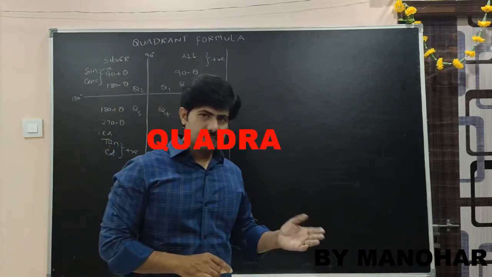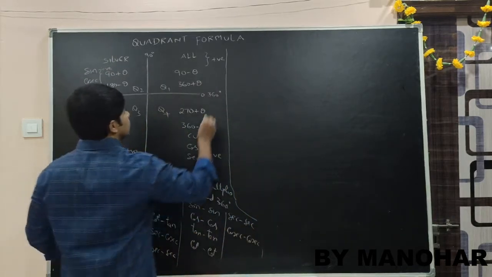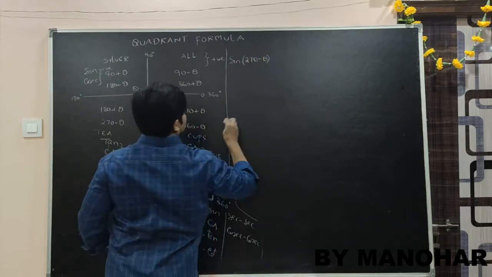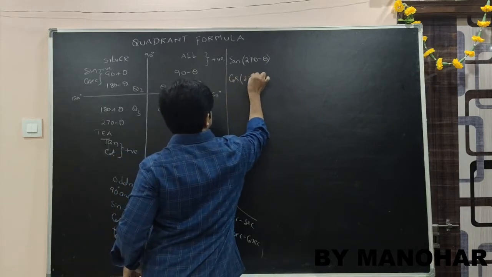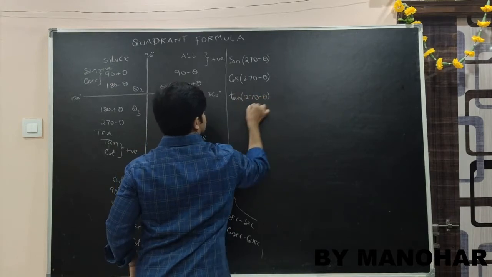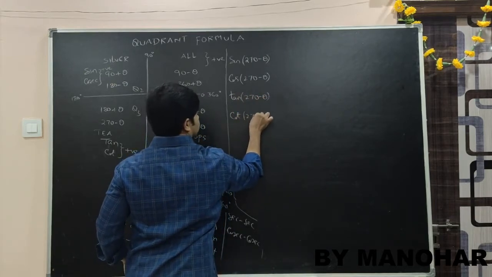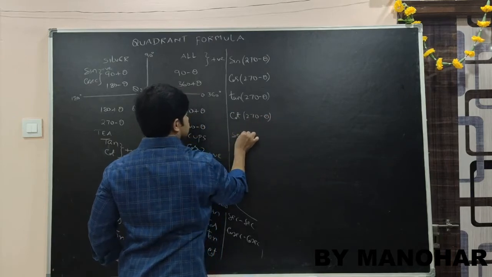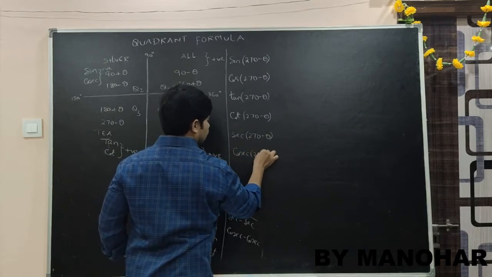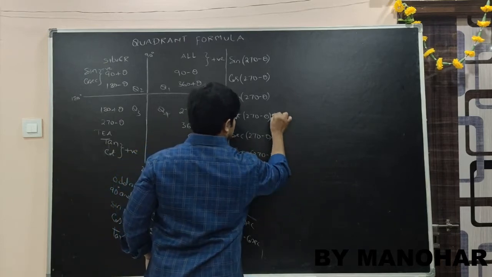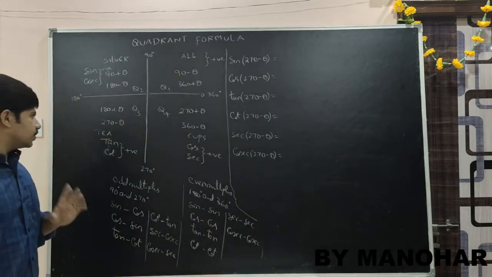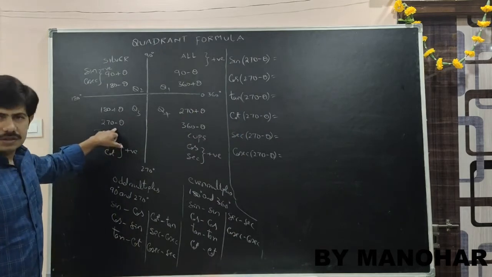Now we'll see the remaining trigonometric multiples, that is sine of 270 minus theta, cos of 270 minus theta, tan of 270 minus theta, cot of 270 minus theta, secant, then cosecant of 270 minus theta. Now, 270 minus theta lies in which quadrant? First we have to check for the quadrant. 270 minus theta lies in the third quadrant.